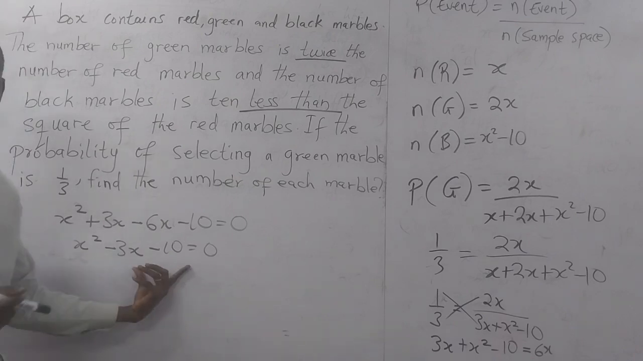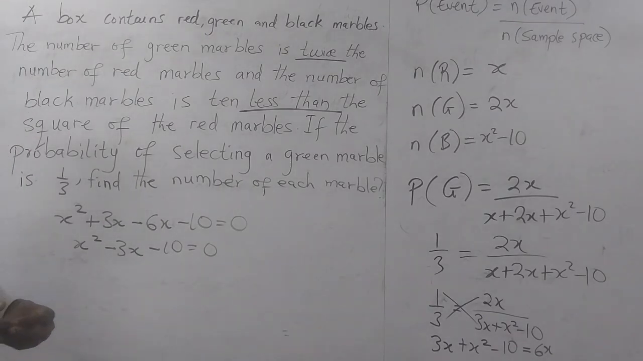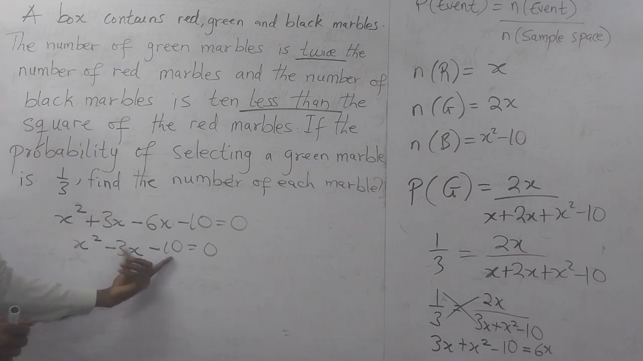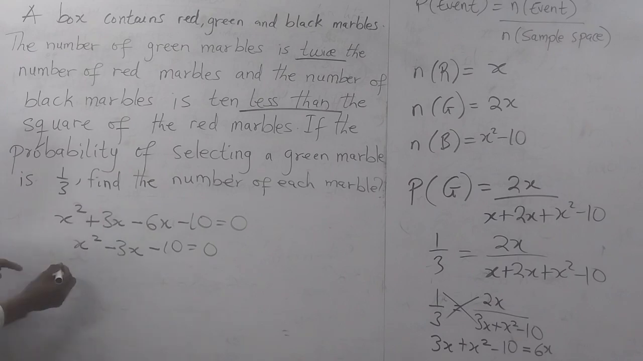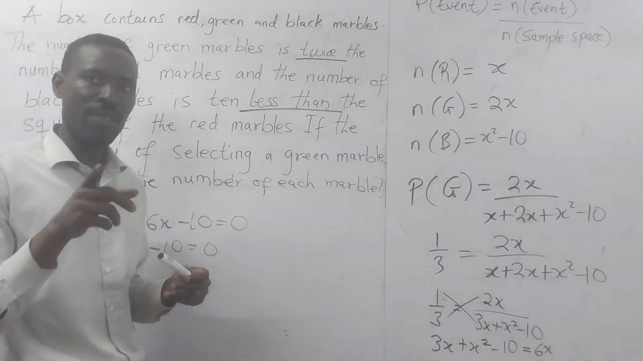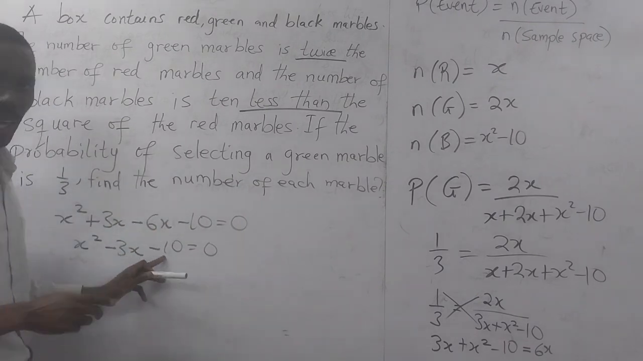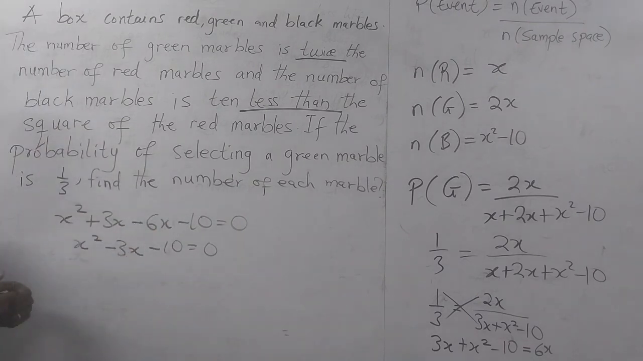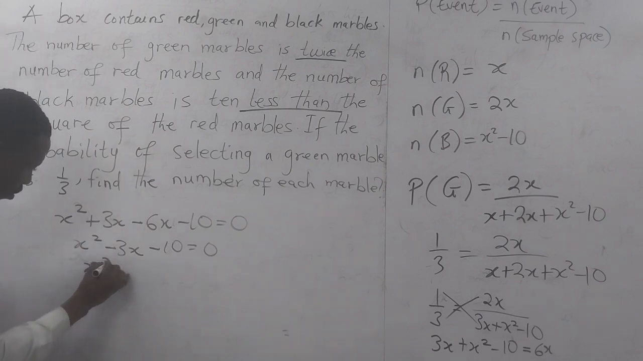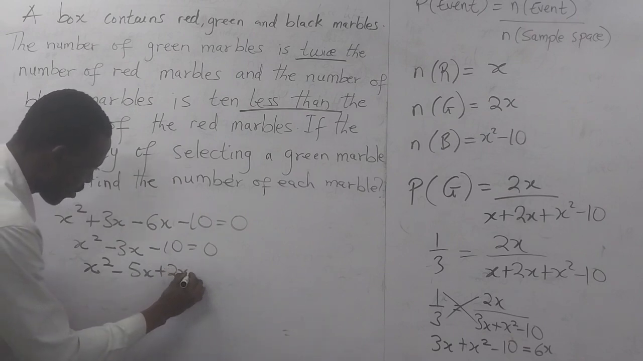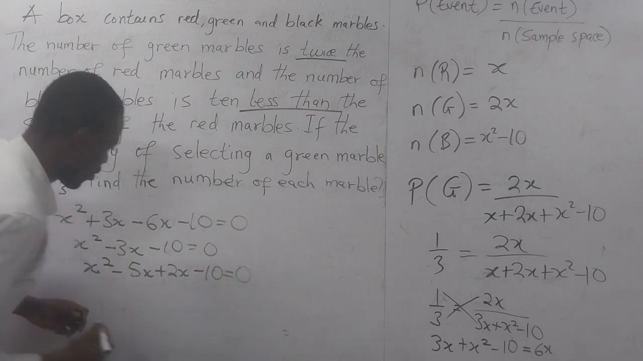Okay, so this is the quadratic equation. So let's use the factorization method to break it down. We are looking for two numbers such that when we multiply, we get negative 10, but when we add, we get negative 3. And now two numbers, we are going to use negative 5 and 2. Yes, so 2 times negative 5 will give us negative 10. Then negative 5 plus 2 will give us negative 3, so it will work. So x squared minus 5x plus 2x minus 10 equals 0. Great.